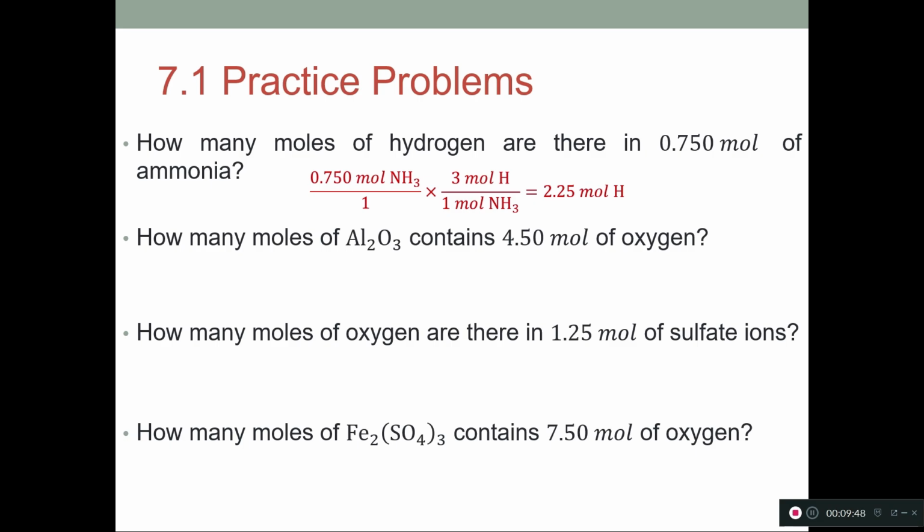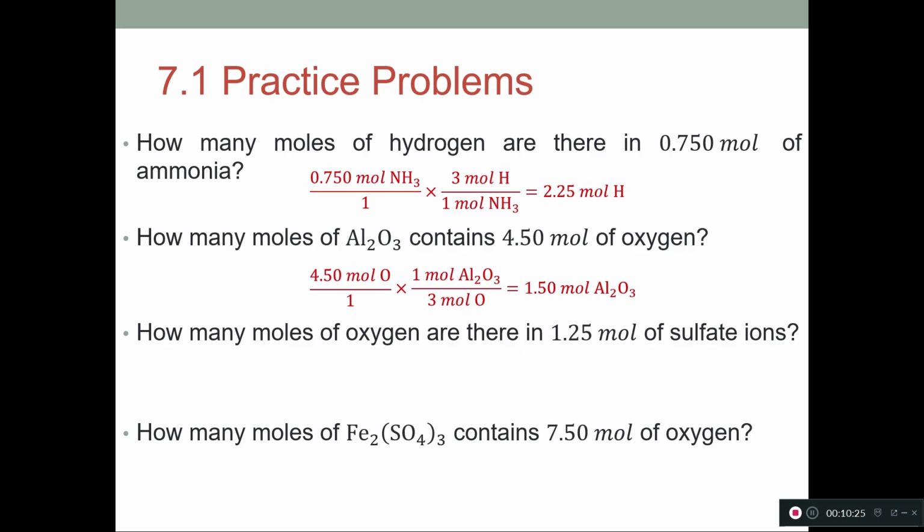The next one, how many moles of Al2O3 contains 4.50 moles of oxygen? So in other words, I'm telling you how much oxygen you have, and you want to know then how many of these Al2O3s you have. So we'll start with our 4.50 moles of oxygen. Then we want to use this conversion factor here. So there are 3 moles of oxygen to 1 mole of our aluminum oxide here. The moles of oxygen cancel out. We are left with just moles of the aluminum oxide, and so we see that this would be 1.50 moles of aluminum oxide.